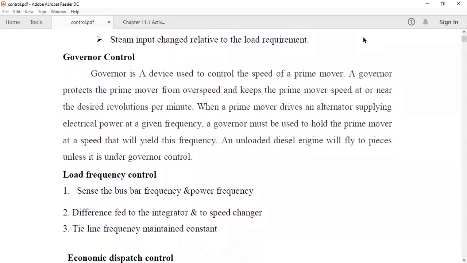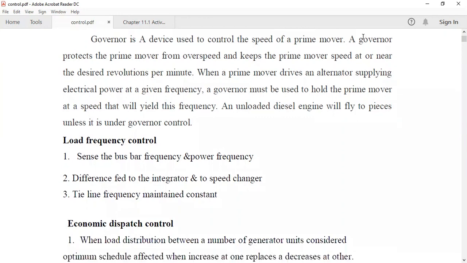Then we'll proceed to load frequency control. As we have discussed, when the load on the system increases, the speed of the alternator is going to reduce, and as a result, the frequency is going to reduce. Therefore, whenever there is an increase in load, it needs to be sensed by the appropriate system, by which we can increase the fuel intake or fuel input to the turbine and maintain the rated speed of the turbine. Load frequency control senses the bus frequency and power frequency.